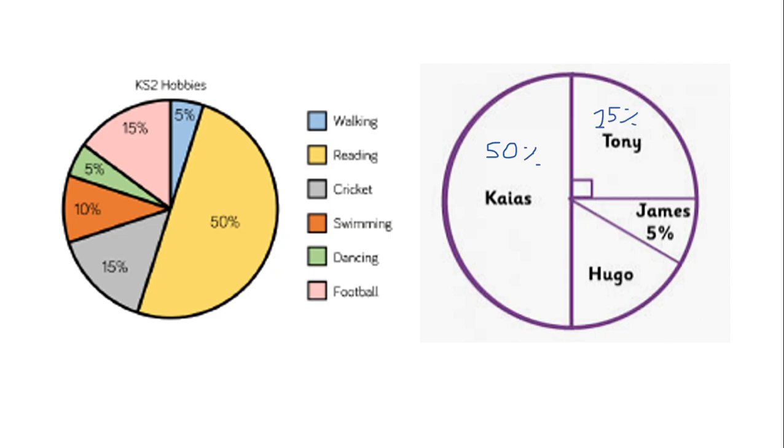Another way we could have looked at that is that Caius was 50%, Tony was 25. So altogether, that makes 75, so we just need to add 25 to make 100%. Okay, let's have a look at some questions.